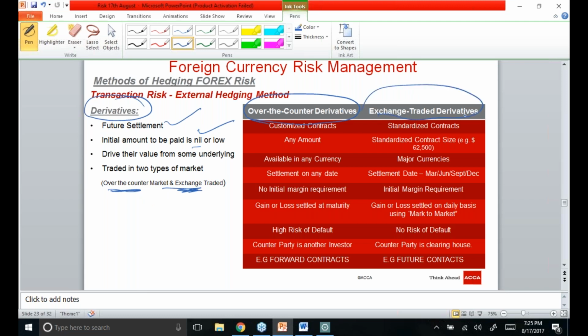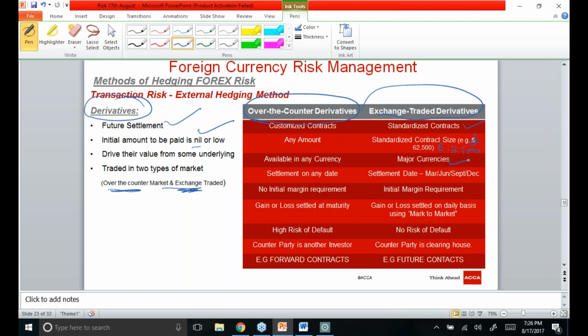The exchange-traded derivatives have standardized contracts. Like if you want to trade, let's suppose pound, the pound contract will be 62,500. If you want to trade euro, the contract has, let's suppose, $125,000. But over-the-counter contracts are customized. It can be settled in any currency. It can be done in any currency, in any amount.